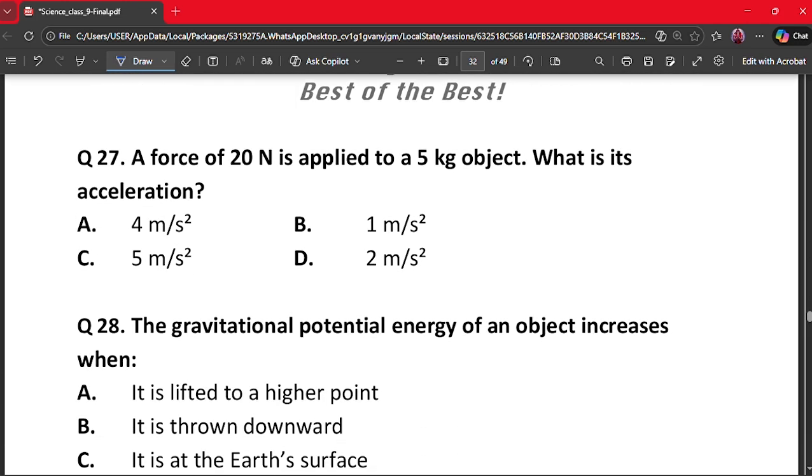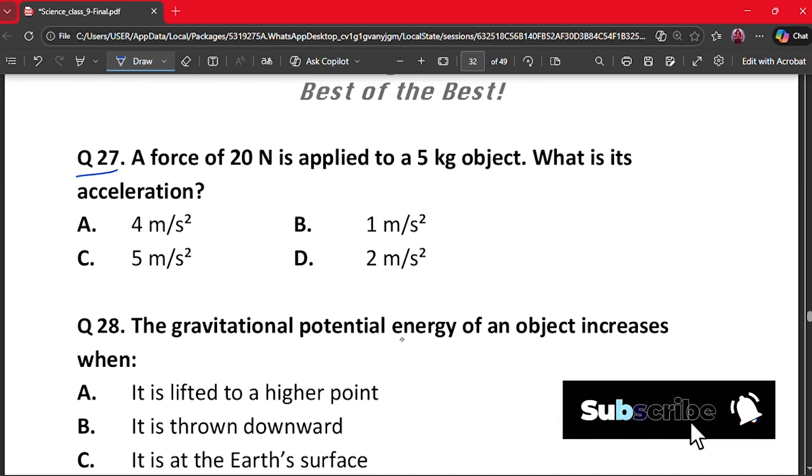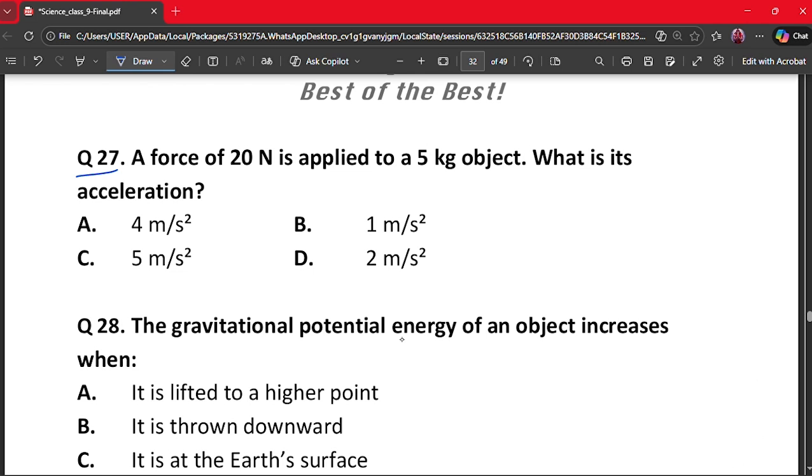Our next question is question number 27. A force of 20 N is applied to a 5 kg object. What is its acceleration? A. 4 meter per second square, B. 1 meter per second square, C. 5 meter per second square, and D. 2 meter per second square. Here same formula, acceleration is equal to F by m, which is 20 by 5, which will be equal to 4 meter per second square. So our correct answer will be option A.